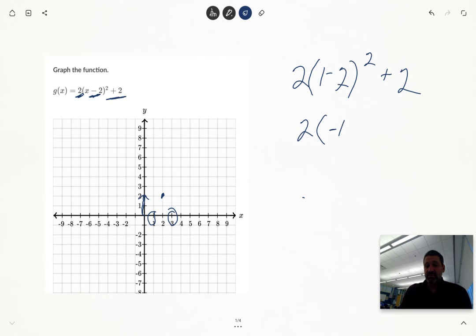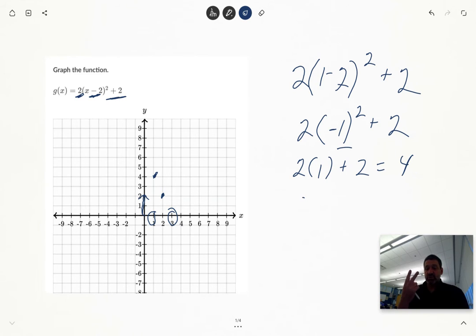2 times -1 squared plus 2. And with order of operations, I have to do exponents next. So it'd be 2, -1 squared would be 1. And then plus 2, so that would give us 4. So our next point would go right there. So 1, find the vertex. 2, pick another point, preferably easy, to make it easier, make it close by, and then that'll give us the shape of our parabola. If there's a point on this side, there'll be a point on this side as well, and it would look like that, but less messy.